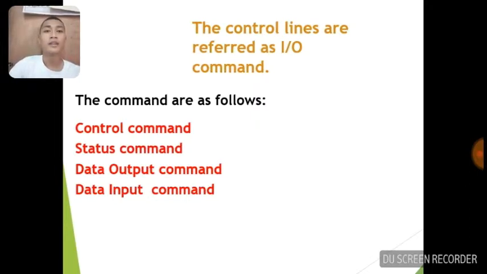Control command is used to activate the peripheral and to inform it what to do. Status command is issued to test various status conditions in the interface and peripherals. Data output command causes the interface to respond by transferring data from the bus into one of its registers. Data input command is the opposite of the data output.